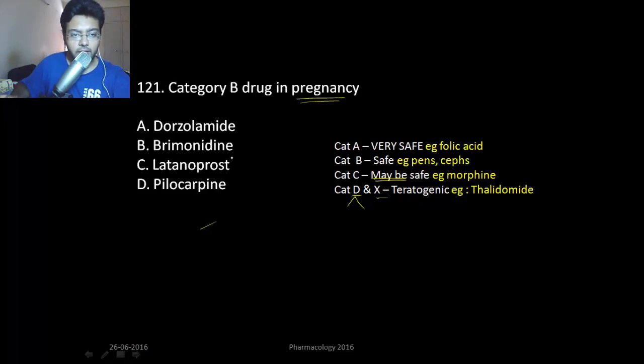These are the list of anti-glaucoma drugs. Dorzolamide, which is a carbonic anhydrase inhibitor. Pilocarpine is a cholinergic drug. Latanoprost is a prostaglandin analog, and brimonidine is an alpha 2 agonist.